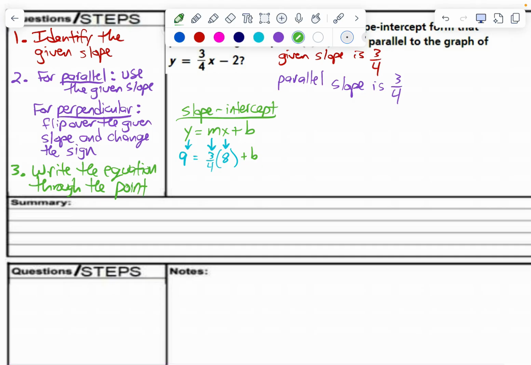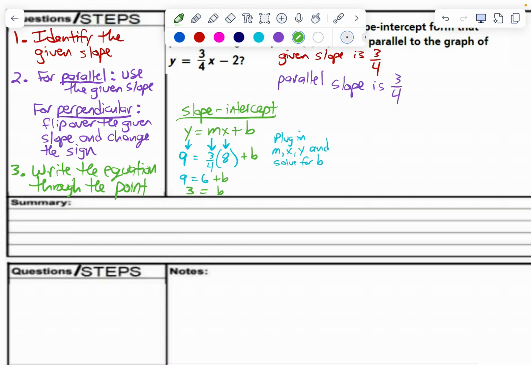Okay, so if you want, you could write this little reminder. Plug in m, x, and y, and solve for b. So, what is 3/4 of 8? Anybody know? That's really what that's saying. Yeah, so 8 divided by 4 is 2. 2 times 3 is 6. So 9 equals 6 plus b. So b equals what? B equals 3. Just subtract the 6.